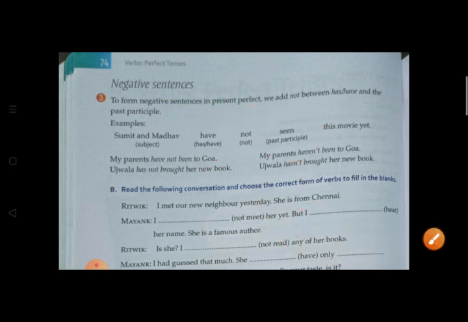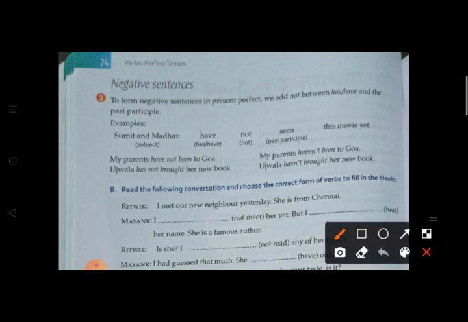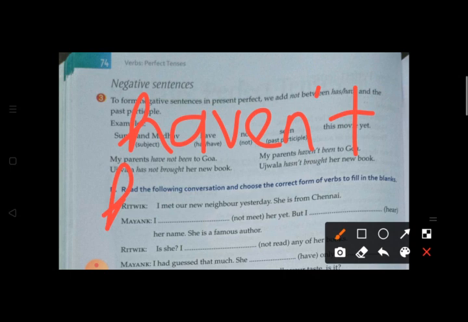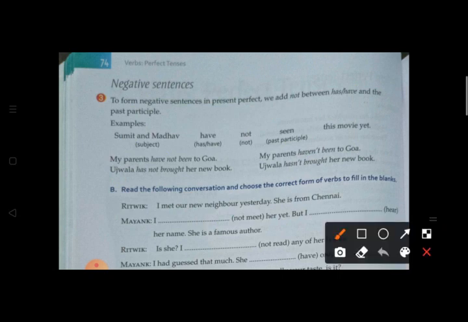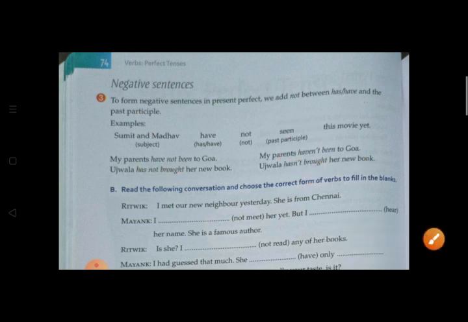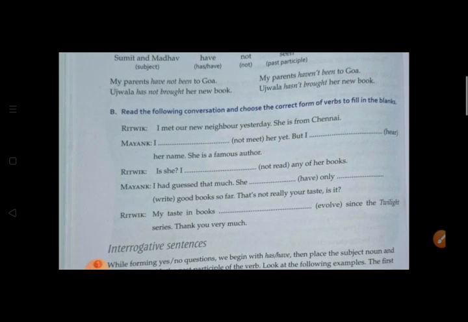Sumit and Madhav, they represent third person plural, that's why they have used have. And also you can use the contraction: have not की जगह पर आप use कर सकते हो haven't, and has not की जगह पर आप use कर सकते हो hasn't. Okay. For example, my parents have not been to Goa and my parents haven't been to Goa. That are same. The only thing is we have contracted the word have not. Okay. In the same way, Ujjwala has not brought her new book and Ujjwala hasn't brought her new book. That are same. So let's see the exercise related to it.